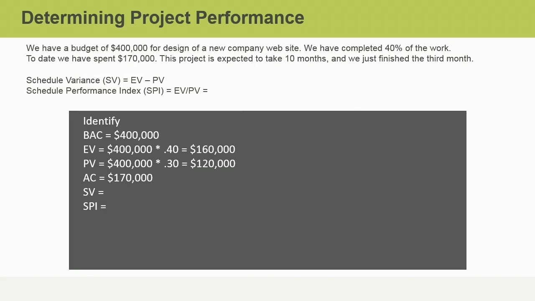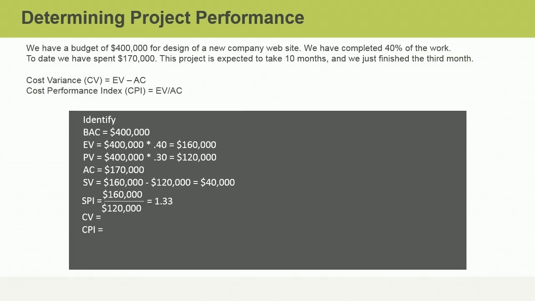Let's use a different formula to express the schedule performance. Instead of subtracting, can you divide the EV by the PV? That will give us the Schedule Performance Index, or SPI. What do you get? Pause the video if you'd like more time, and then resume. If you got an answer of 1.33, you are correct.